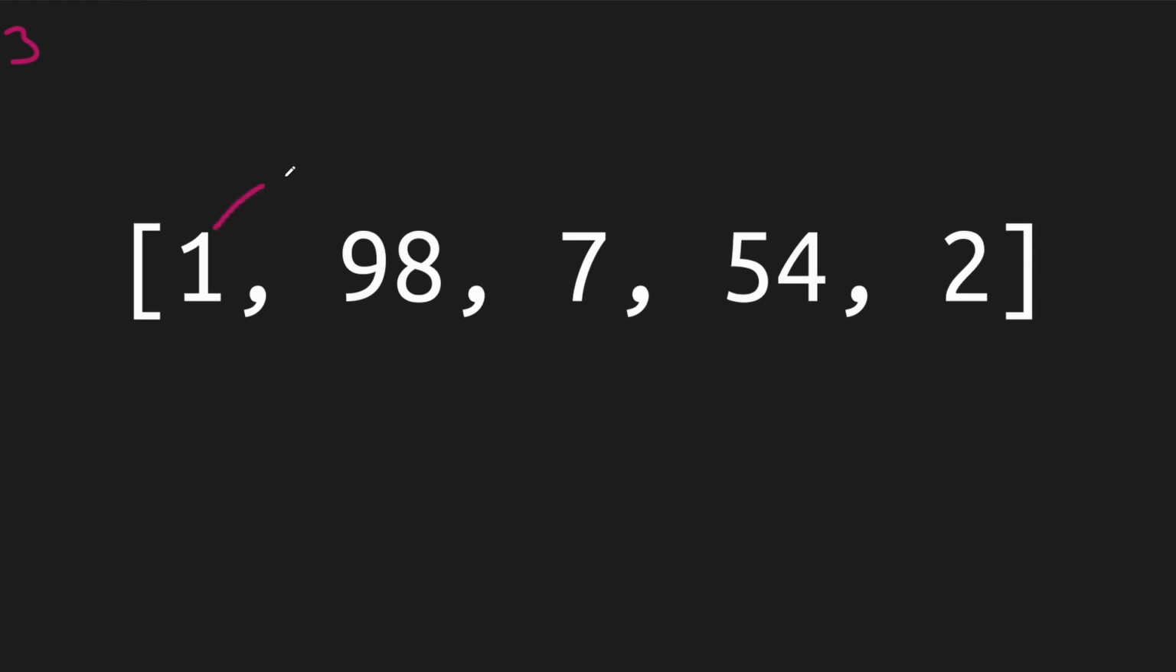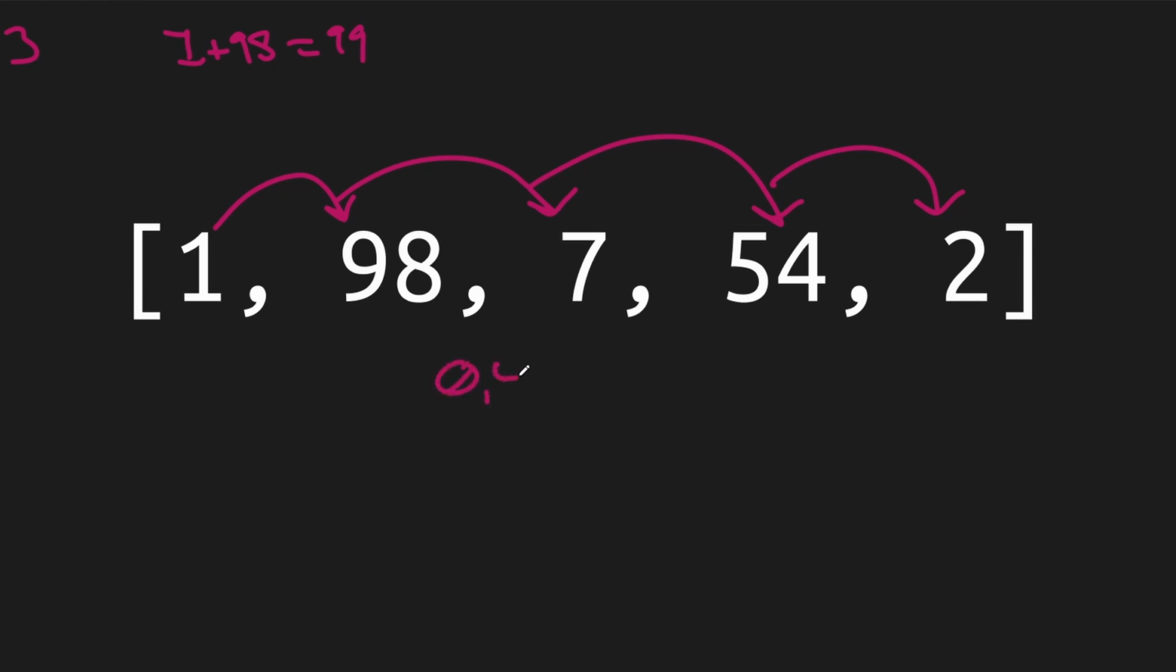So we could say, all right, 1 plus 98. All right, that equals 99. Is that equal to 3? No, it's not. Okay, let's go to the next. 1 plus 7 is 8. That's not it. All right, 1 plus 54, that's 55. That's not equal to 3. Ah, there we are. 1 plus 2, that's 3. So then we can return 0 and 4 for our indexes.